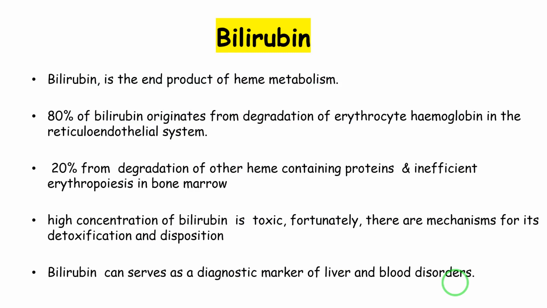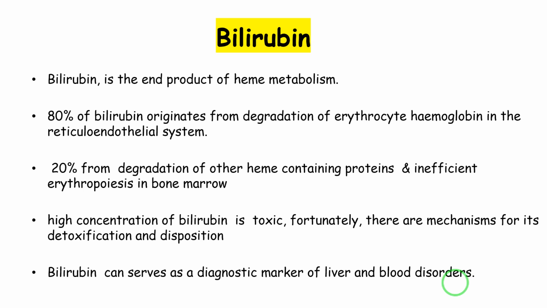It is the principal pigment in the bile. It is the end product of heme metabolism. So it is the heme metabolism waste product. Why is it important to get rid of it? Because if it remains in the body, it is toxic.